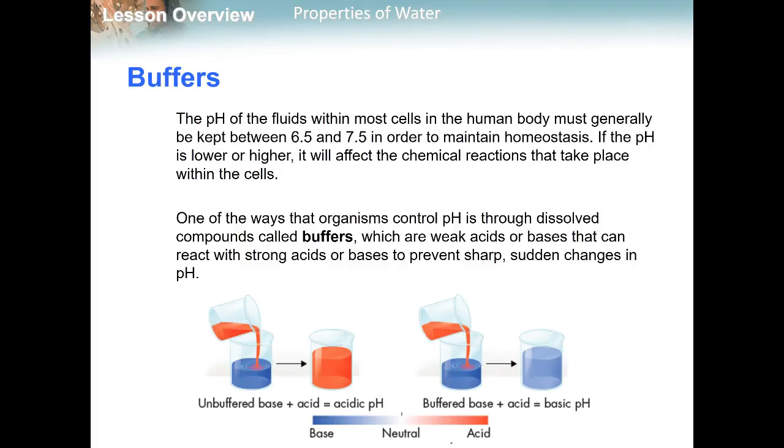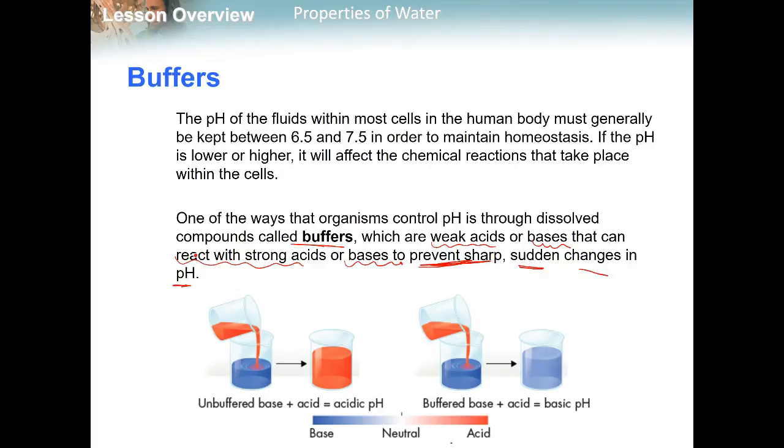Here's buffers, and this is what I started to make the mistake with. Buffers are fluids that are found within the cells that actually help prevent sharp, sudden swings in pH. So one of the ways that organisms control the pH is through compounds that they call buffers. And these tend to be weak acids or weak bases that can react with strong acids or strong bases that prevent sharp, sudden changes in pH.